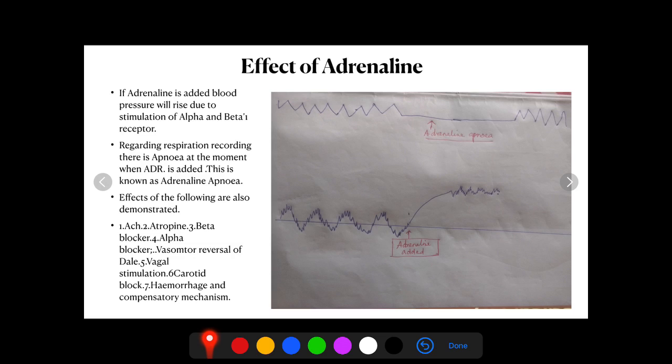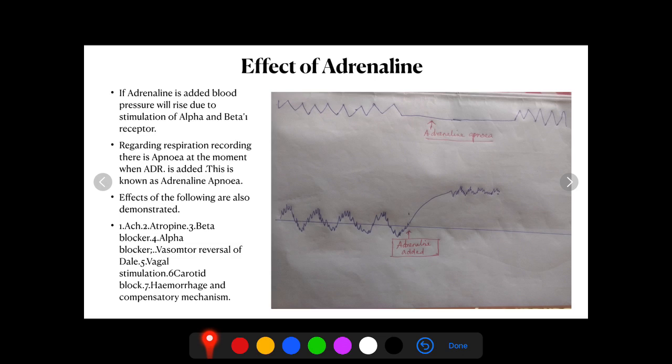So the blood pressure will also be decreased due to the negative or depressing effect on the heart. And besides this, the peripheral vessels will be dilated. There will be peripheral vasodilatation. So this will cause a decrease in the blood pressure.